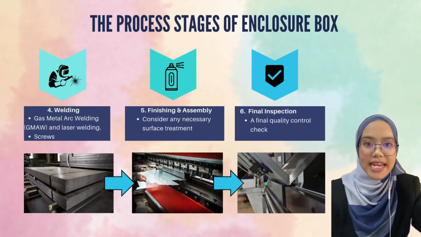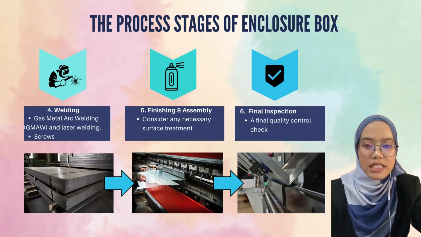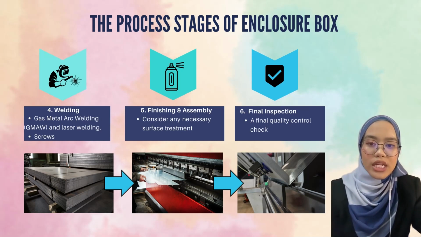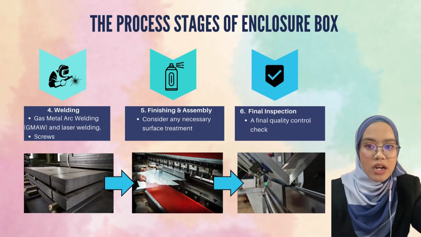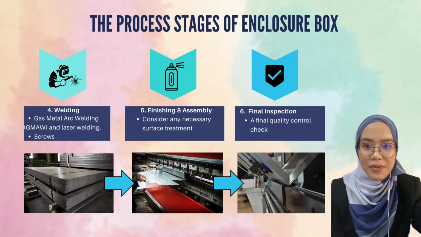During the finishing and assembly process, we will consider any necessary surface treatment due to the previous process, which is the welding operation. During this process, we will have painting, coating, and also a process to make the design look perfect. We will assemble any extra enclosure box components. This is because of the final stage, which is final inspection, where the manufacturer will have a final quality control check to make sure the final product fulfills the requirements of the client and fulfills the purpose and functionality of the product.